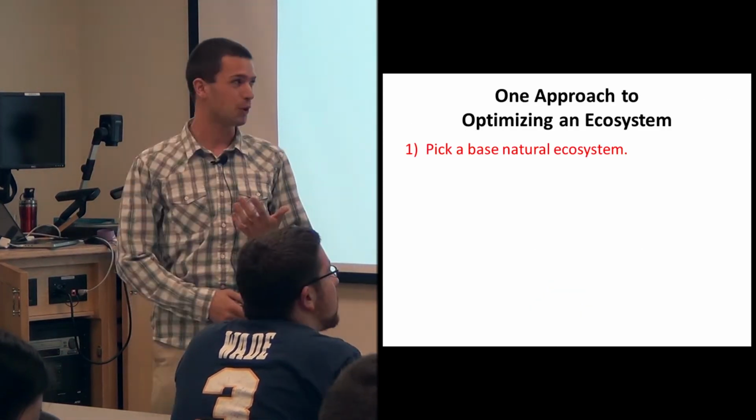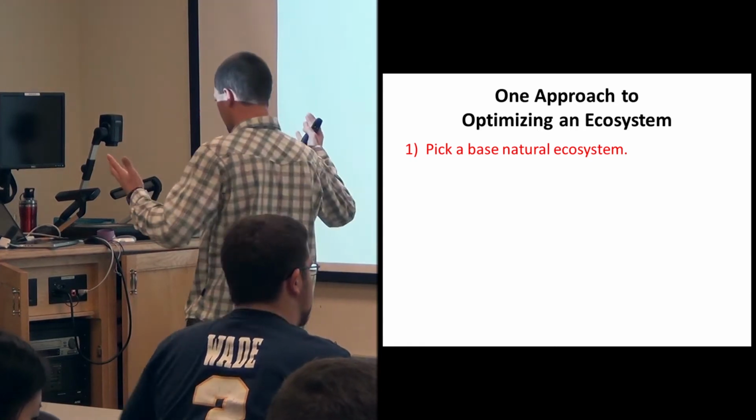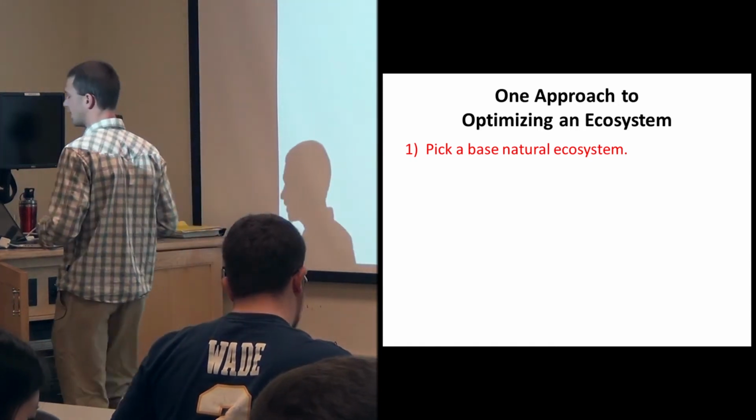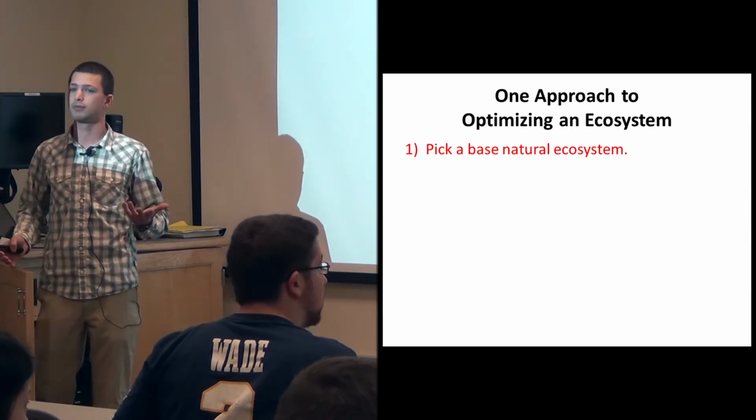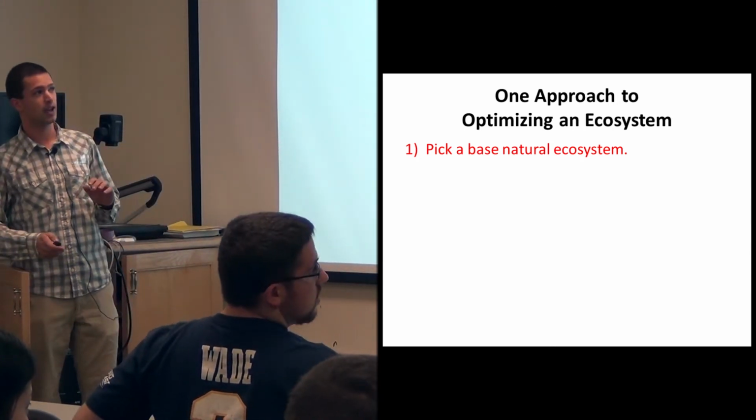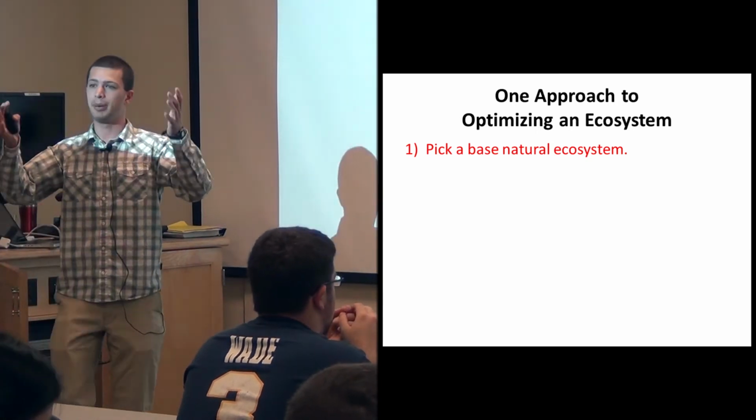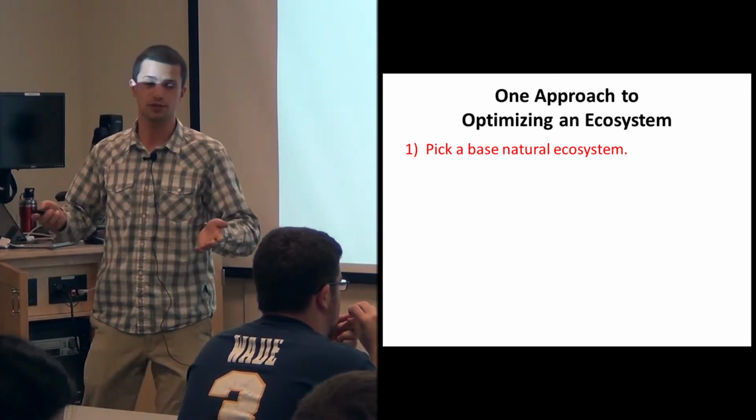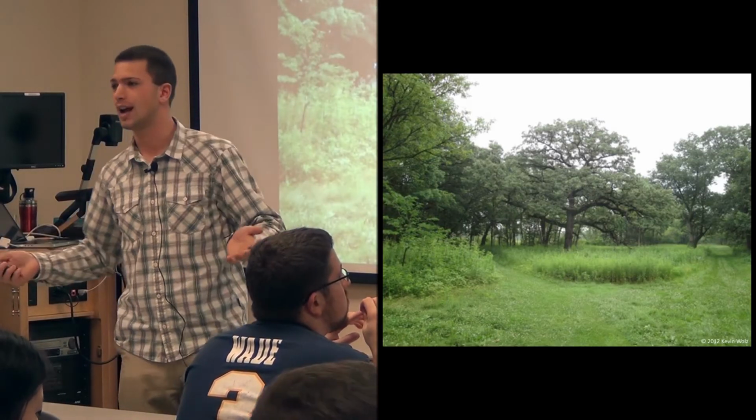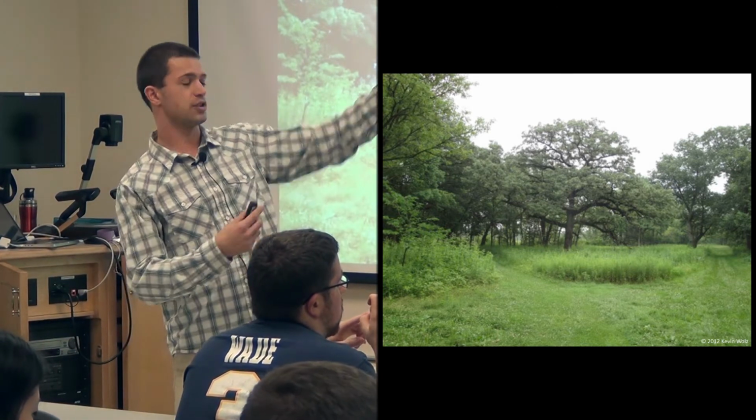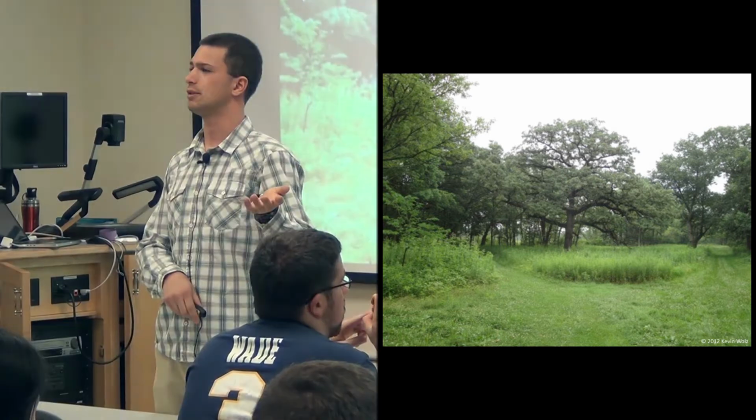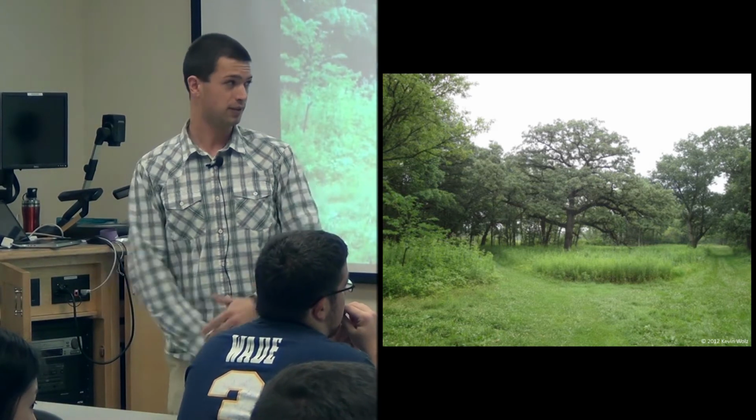This isn't necessarily the approach, but this is the approach that the people I work with are taking to creating an optimal ecosystem, or our version of what we want it to be. So step 1 is to pick your base natural ecosystem. Take that as your starting point. For this example, we're going to use the oak savanna because that's what we do in our work. This is just a natural ecosystem that used to dominate the Midwest. It's an oak savanna. That's your base system.